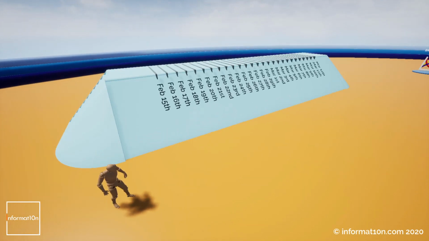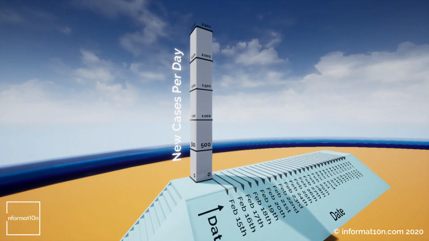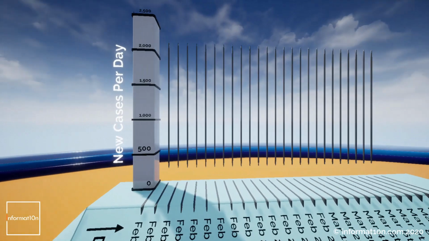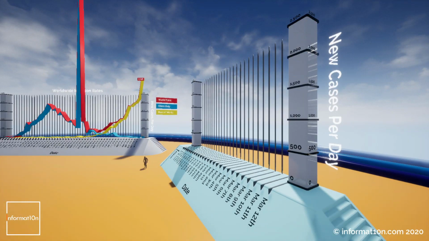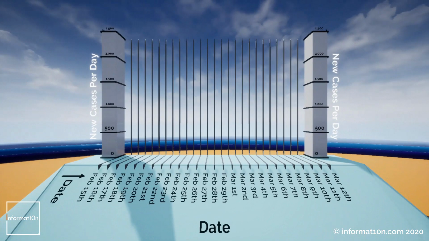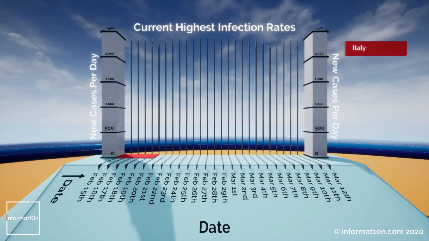So this next graph is also going to look at the number of new infections per day, and this time it's going to focus on the countries outside China once more. Okay, so we've got new cases per day going from 0 at the bottom to 2,500 at the top. So the country with the current highest infection rate is Italy.